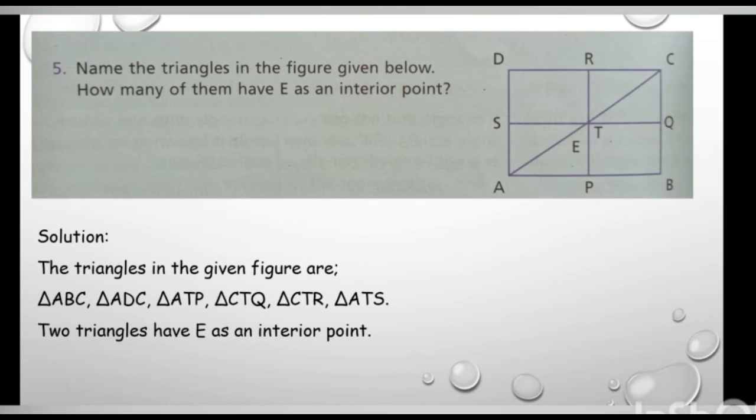Now move towards question 5. Name the triangles in the figure given below. How many of them have E as an interior point? Again, you have to perform the same task as you did in question number 4. The triangles in the given figure are triangle ABC, triangle ATC, triangle ATP, triangle CTQ, triangle CTR, and triangle ATS. And we have observed that 2 triangles have E as an interior point.